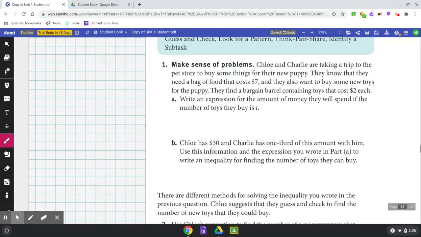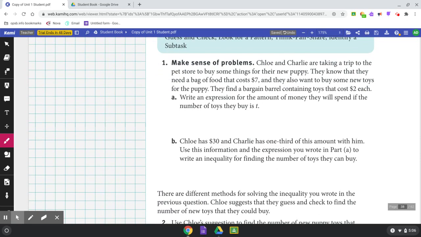Okay, so Chloe and Charlie are taking a road trip to the pet store to buy some things for their new puppy. They know that they need a bag of food that costs $7, and they also want to buy some new toys for the puppy. They find a bargain barrel containing toys that cost $2 each. So we know that Charlie and Chloe got a new puppy. They need food for the puppy that costs $7, and they're wanting to see how many toys they can purchase for their puppy when the toys cost $2 each.